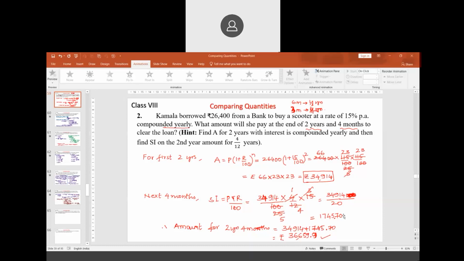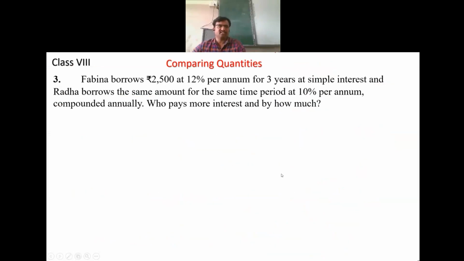Sir, you gave the third sum as homework. Have you done that? Yes, sir. What is the answer? Sir, Fabina pays more interest by 184.82. Others have got the same answer? Yes, sir. Just look at the answer here.